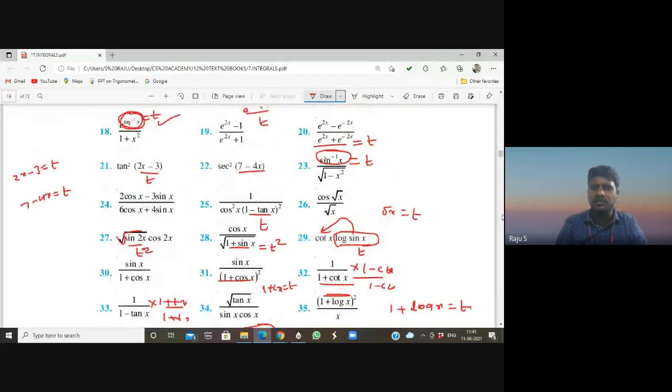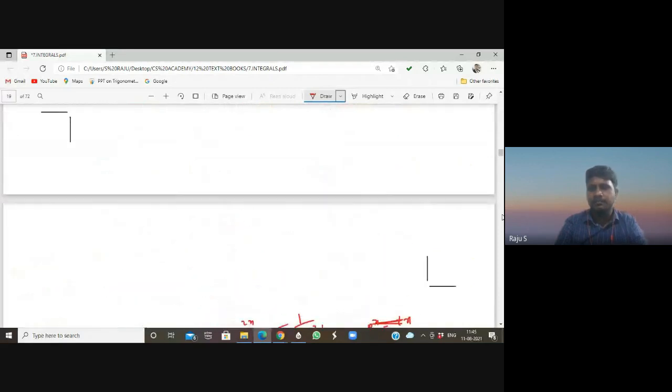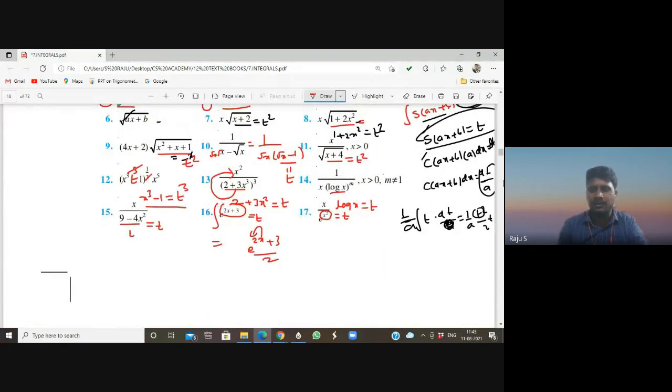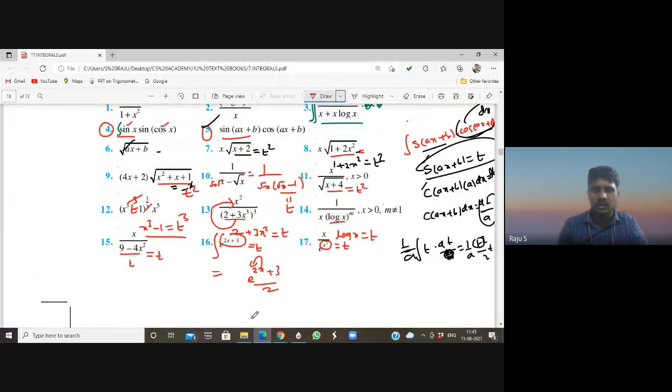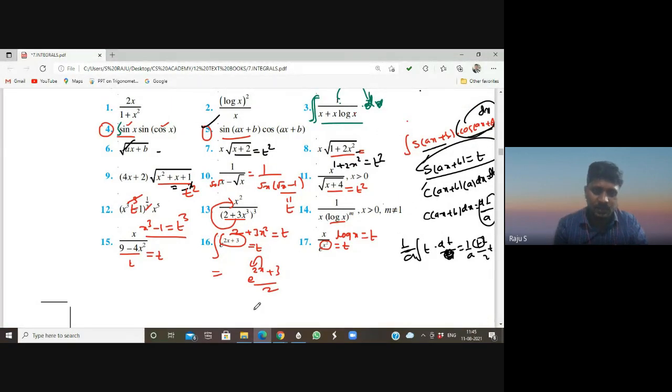The remaining ones, these are the functions we can consider as t. We will discuss everything in tomorrow's classes. First you want to know what function we can consider as t. If you consider the proper function as t, you'll get the correct answer. Otherwise, you won't get the correct answer.